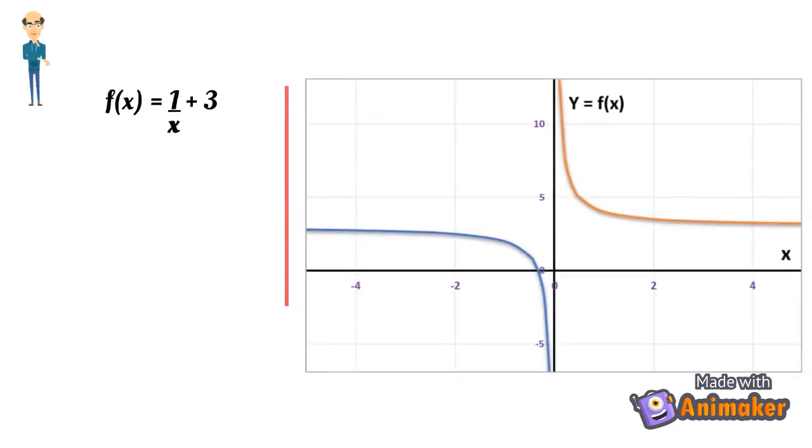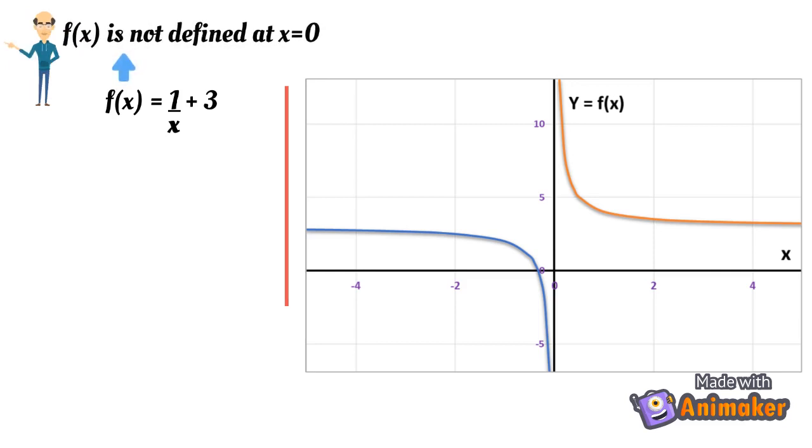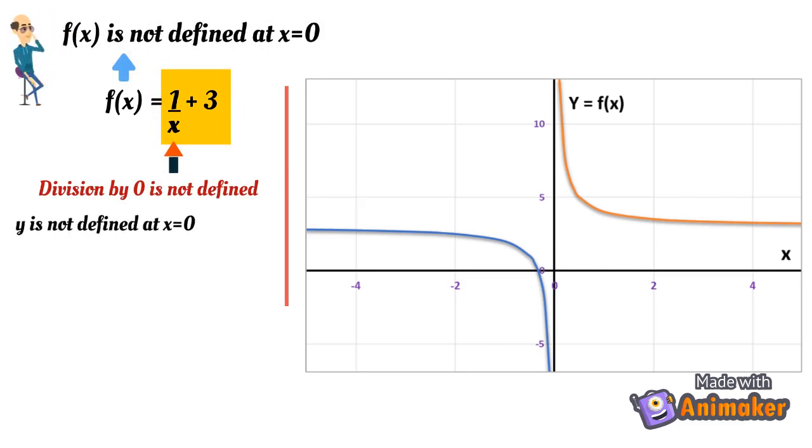As you must have noticed from the way f of x is defined in terms of x, we cannot obtain the value of f of x for x equal to 0, because dividing by 0 in the expression in x on the right is not mathematically defined. Therefore, we can say that y is not defined at x equal to 0.